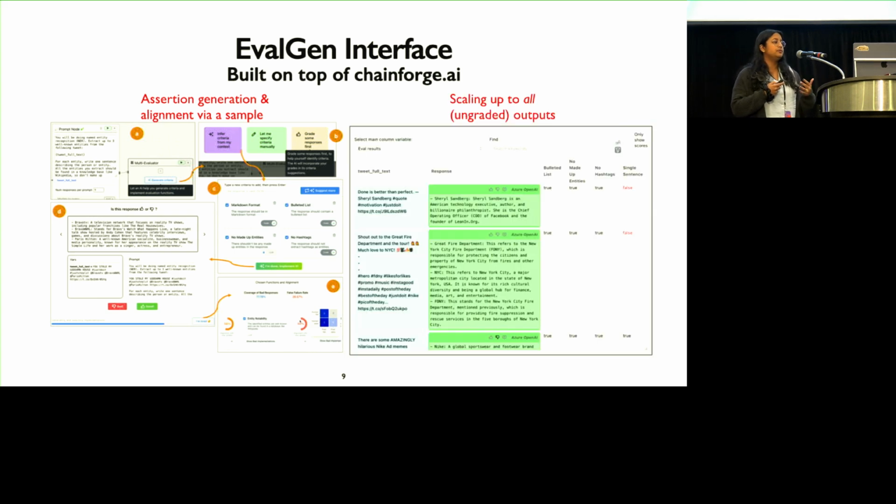They can also scale this up to their entire pipeline, their entire data set, by running those chosen evaluators on the inputs they didn't grade and eyeball this table view of how each assertion performed.